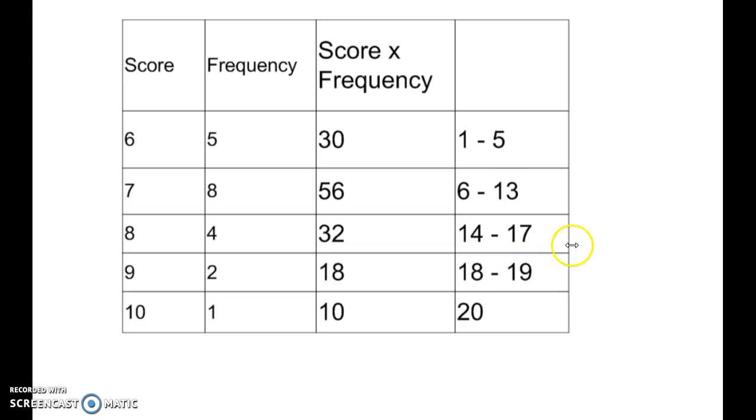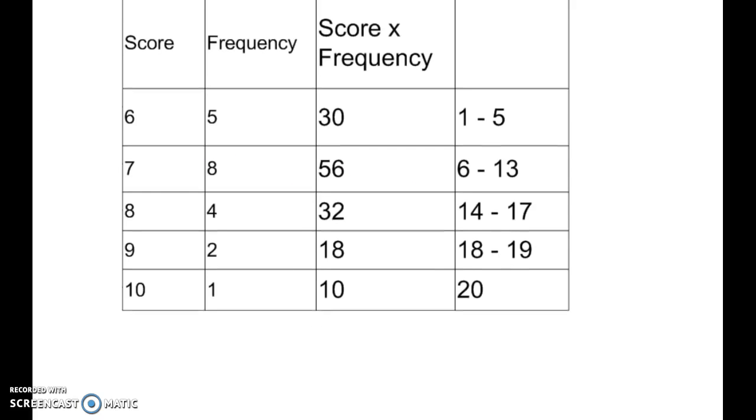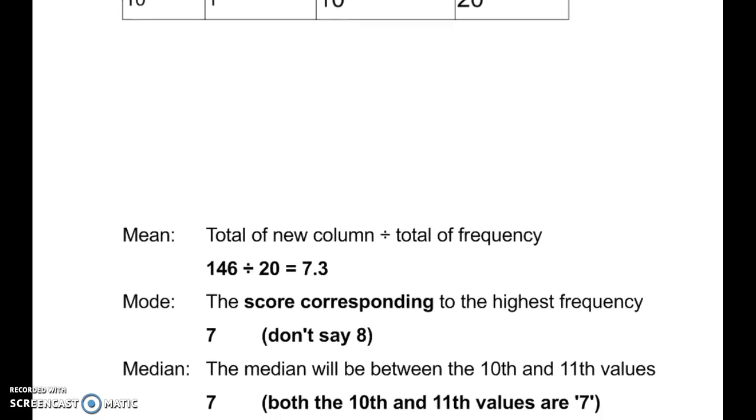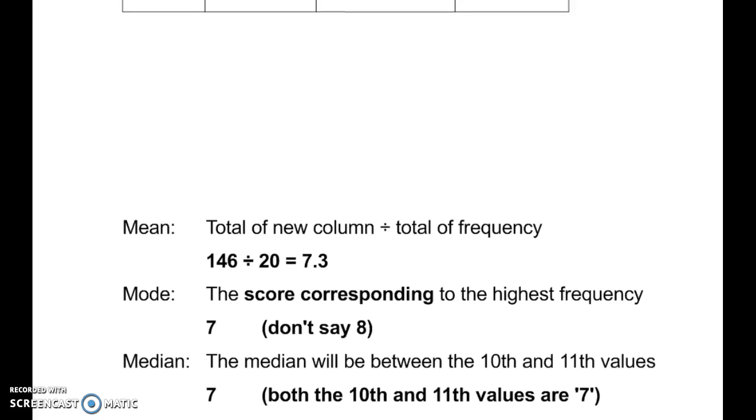And here it's quite straightforward. The first 5 values are 6. The 6th to the 13th values are all 7s. So that means the 10th value is a 7, the 11th value is a 7. So that would make the median 7. Median is probably the trickiest one to work out from the frequency table.